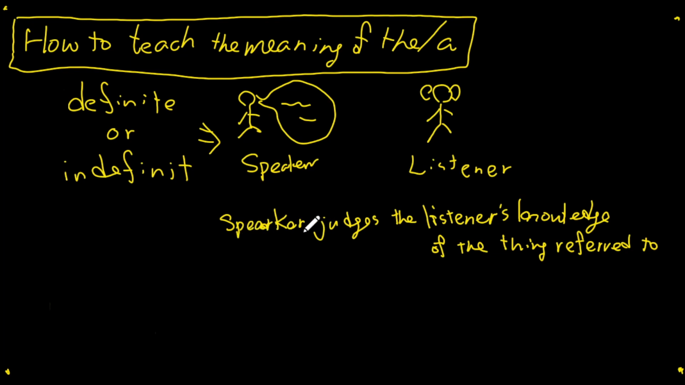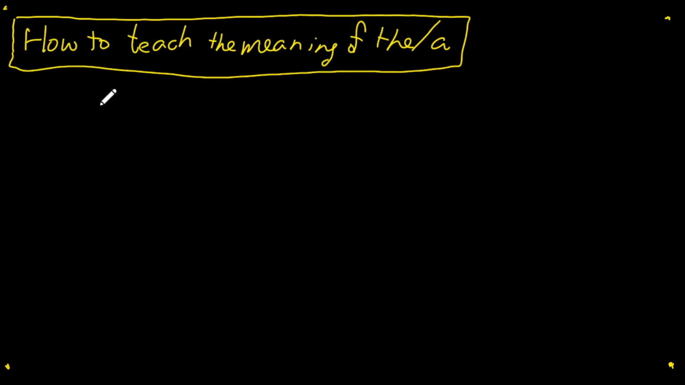So if the speaker thinks the listener knows the thing, the speaker uses the. And if the speaker thinks the listener doesn't know about the thing, the speaker uses a or an, or if the thing is plural, uses nothing. Okay, I'm going to summarize the usage of the definite and indefinite articles.